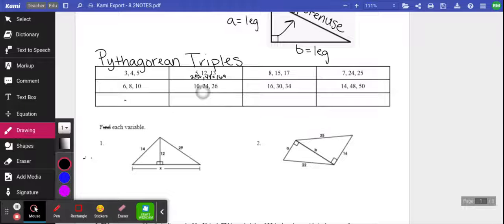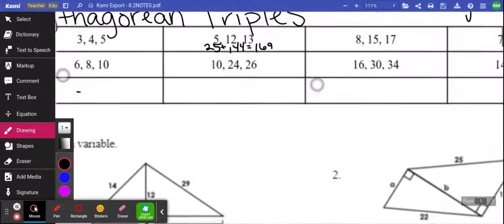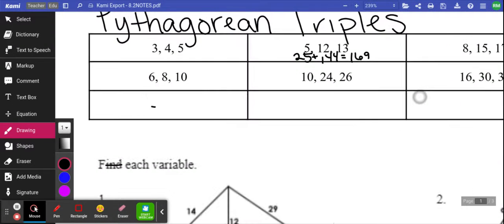So you're going to want to make sure that you're doubling. Maybe I didn't make that clear enough. We are doubling things. So double 6, it would be 12. Double 8, it would be 16. Double 10, it would be 20.